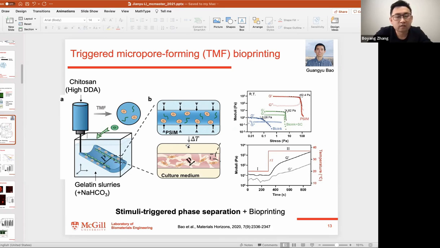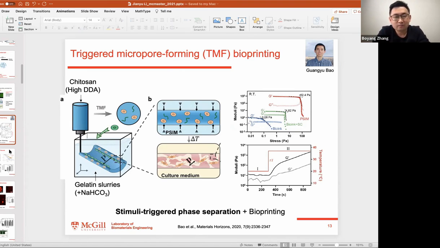Okay, got it. So the gelation is a two-step process. The first one is based on the pH trigger, and you can further reinforce by using the temperature. Okay. So the phase separation happens first, and then you have cross-linking, right? Okay, that makes sense.